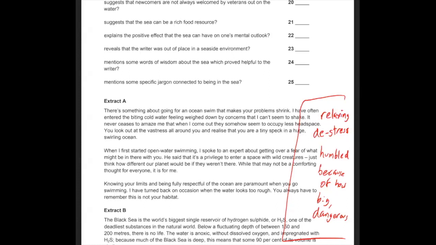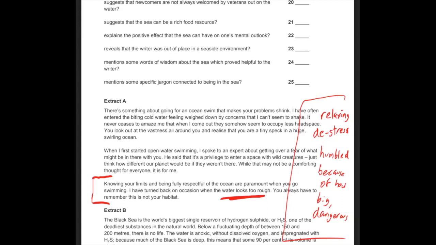Next one, 19, says that the power of the sea should not be underestimated. Is that really mentioned in this paragraph? Yeah, absolutely. It does talk about how the power of the sea should not be underestimated. In fact, it should be something that you should feel humbled by, right? The power of the sea, because of this paragraph over here, right? You need to know your limits. You need to be fully respectful of the ocean. You need to know when the water looks too rough and how it can be dangerous if you underestimate, if you don't really know exactly what it involves. So the answer to this one is A. I would write that in straight away.